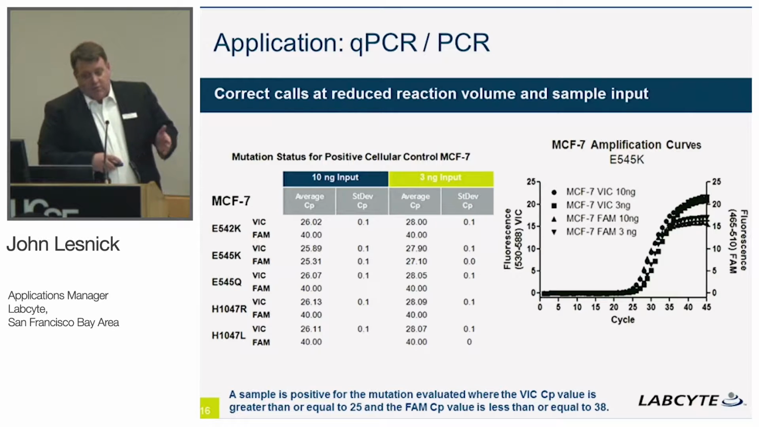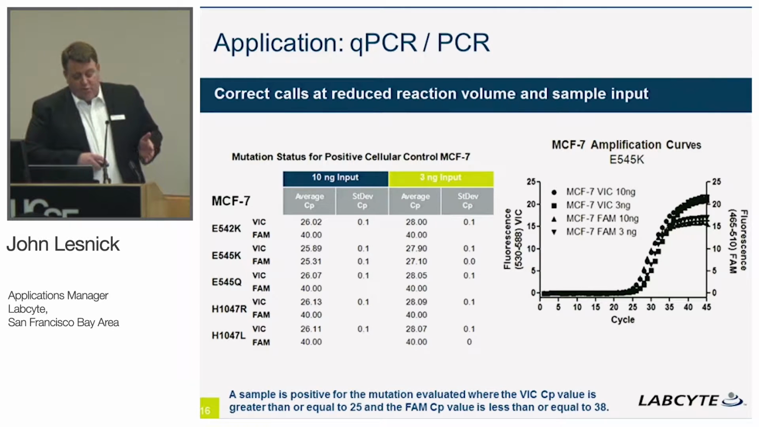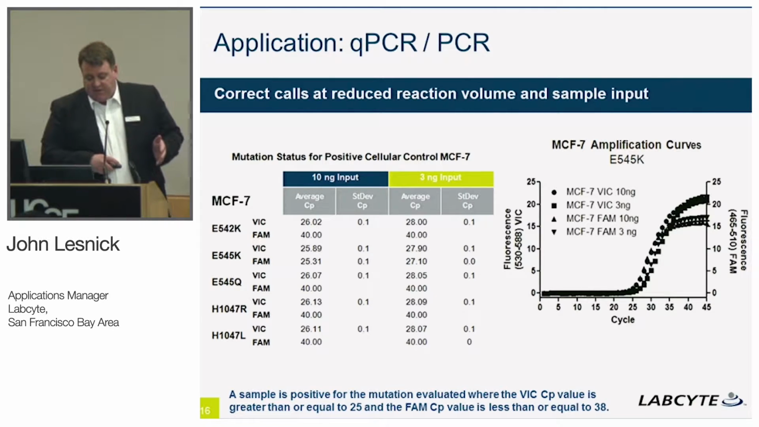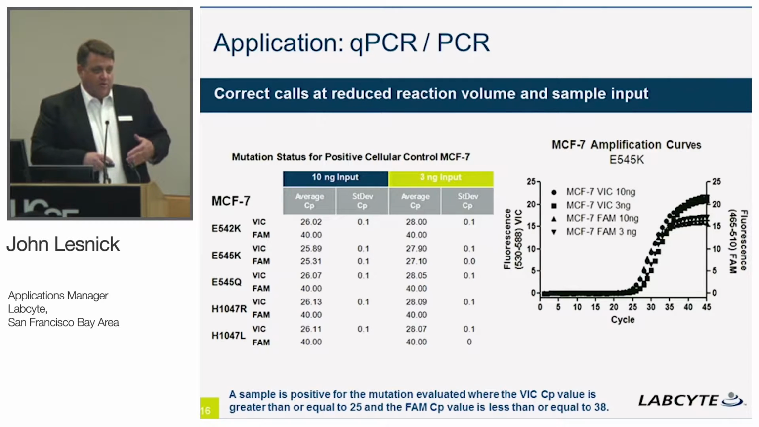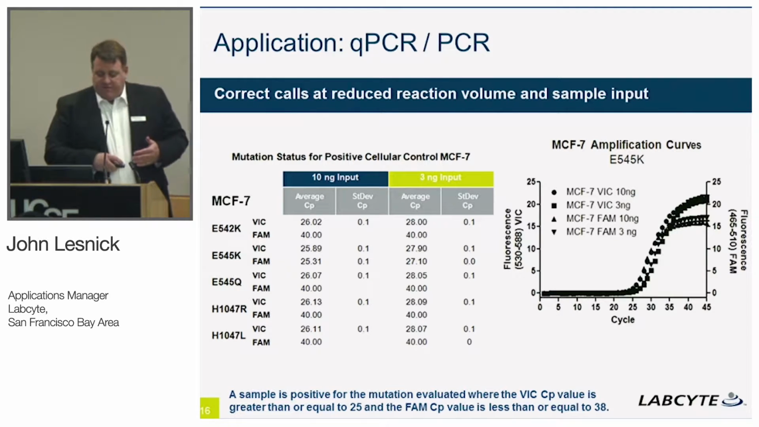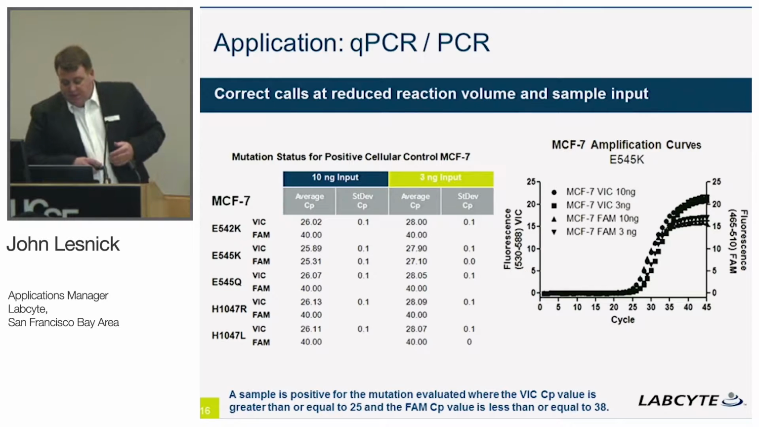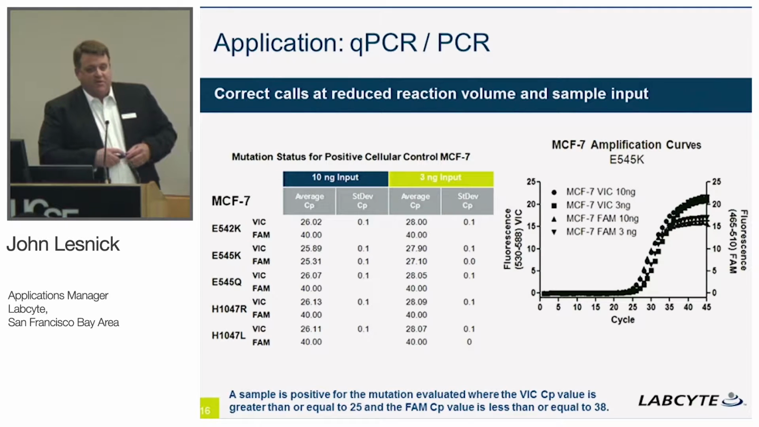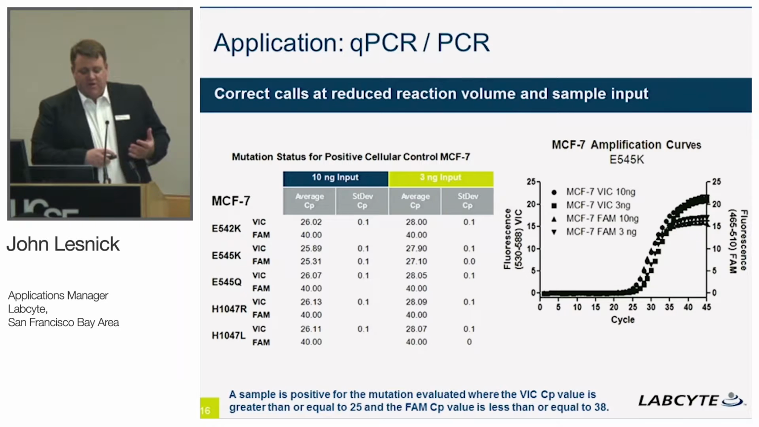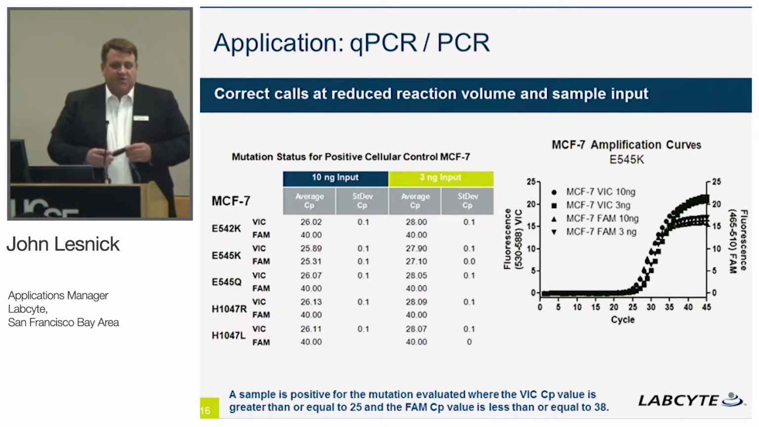So in all other cases, they were not called. There's no mutation present in the MCF7 DNA, and this is as expected. We know this is a control line for E54K mutations. And we can see here on the left side, both at 10 and 3 nanograms total reaction, that we are getting positive calls, robust positive calls in the reduced sample. So this is very good for us. We're getting correct calls at the reduced reaction volume and reduced sample input.